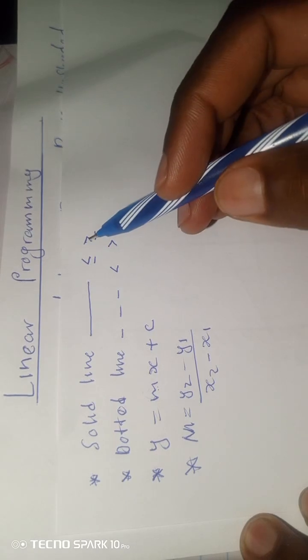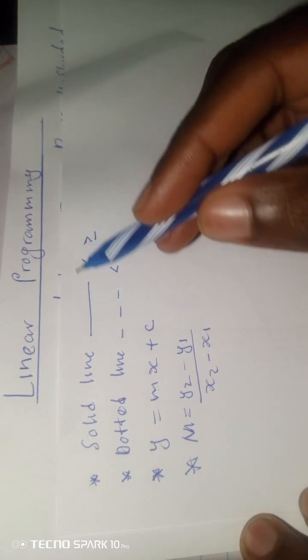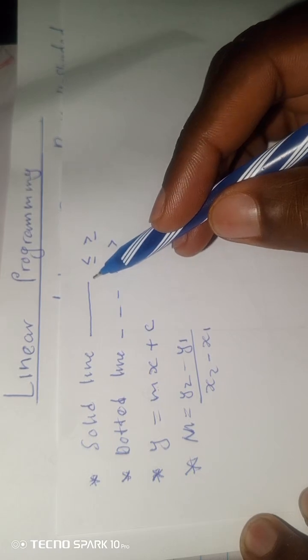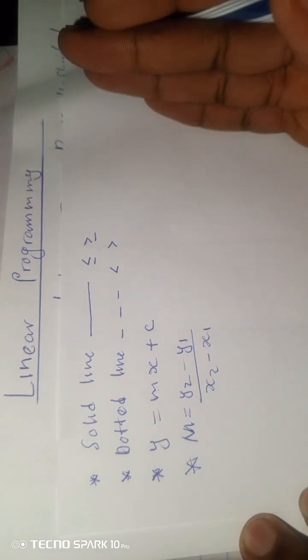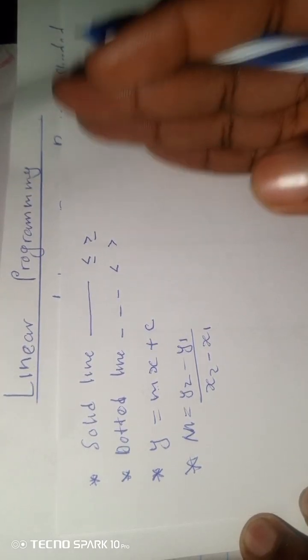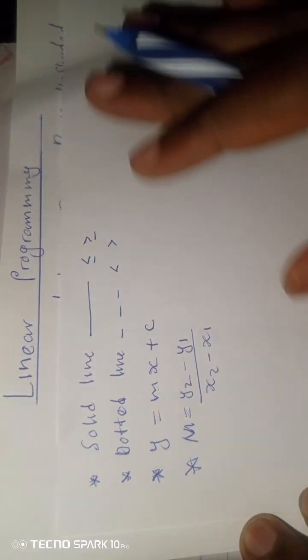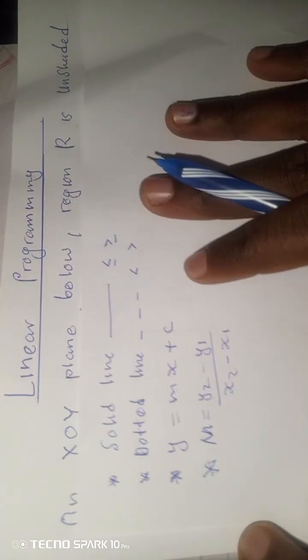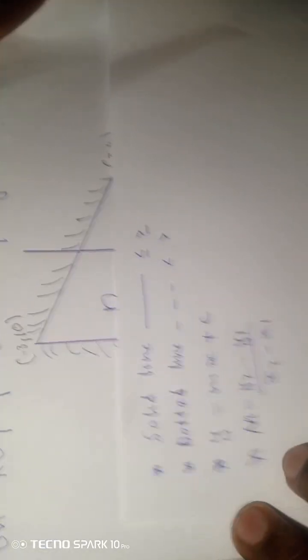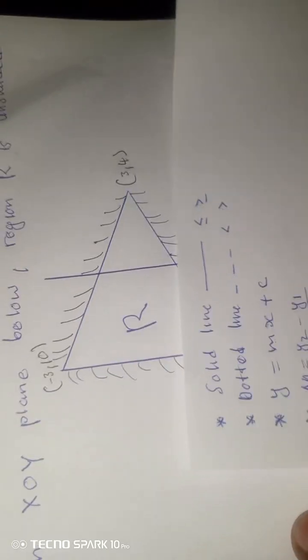And the other thing, if they have shaded the less part, the symbol that you are supposed to use is greater. If they have shaded the greater part, the symbol that you are supposed to use is less. That's the secret and the key. Then you can solve any linear programming. So let's try to look at this question that you have been given.